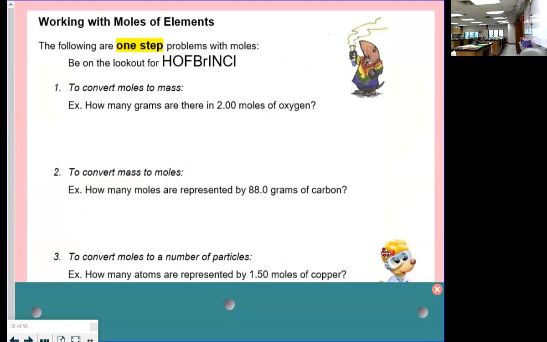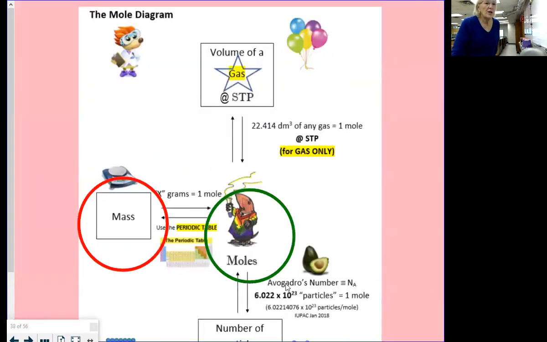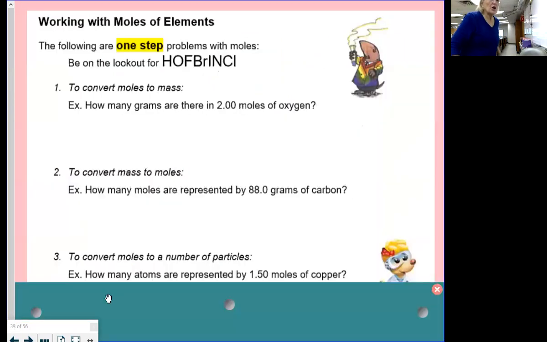How many grams are there in 2 moles of oxygen? Well, first I'll go to the fact that you're given 2 moles of oxygen. You want to get to grams, which is mass. So here you are given 2 moles of oxygen. You want to get to the mass. So going back to the problem, first you write down what you're given.